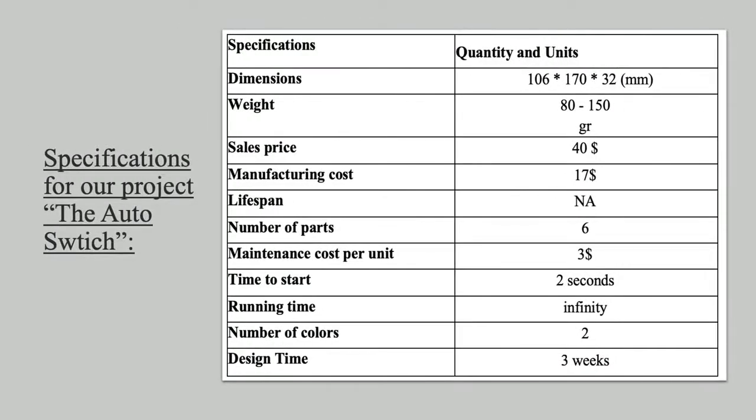So after the functional analysis of our product, we define the specifications. As we can see from the table, a specification consists of a metric, dimensions, weight, selling price, etc., and their value. The common method to establish the specifications is the performance specification method, which is the one that we used for our project, the auto switch. And the metrics we chose are derived from the functions of our product that we established before.